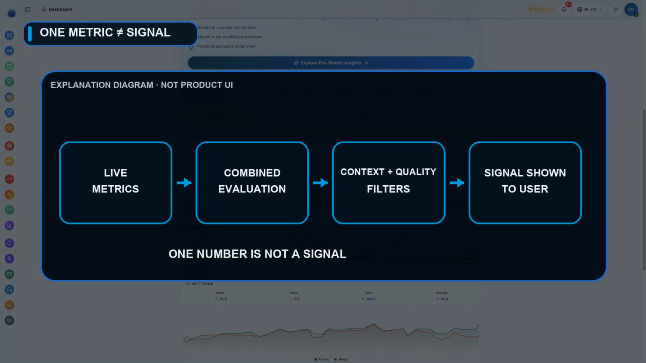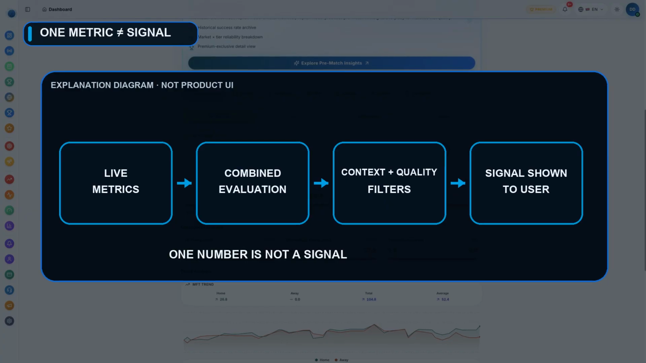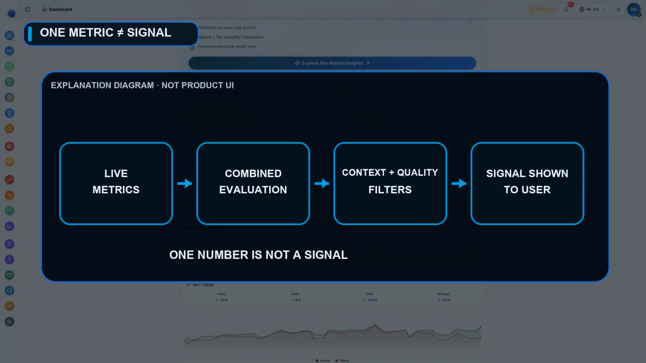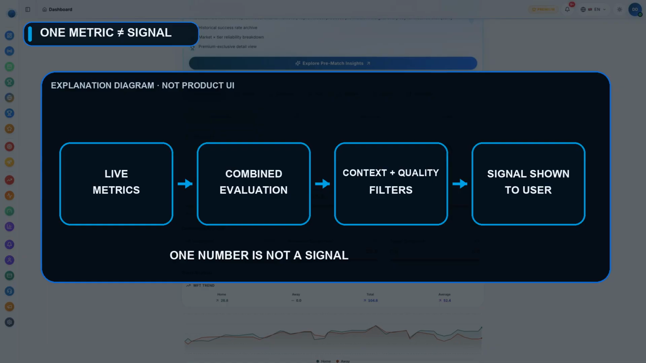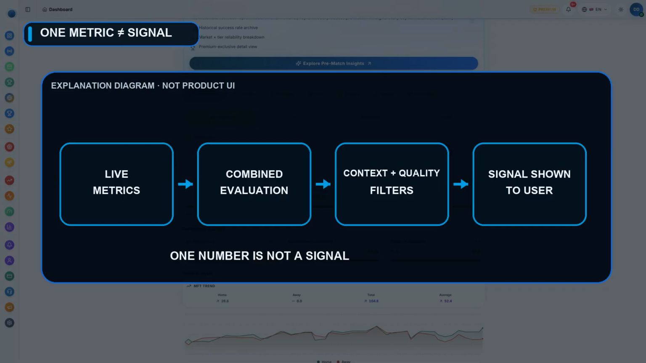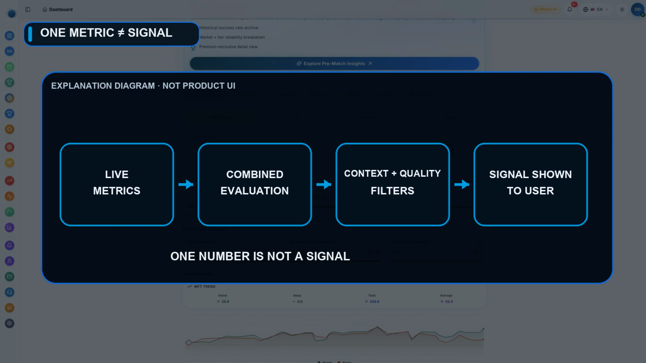How do these metrics lead to a live goal signal? A single XG, momentum, tempo, or MFT value is not a signal by itself. Live data passes through a combined evaluation. A signal that meets match state, time, and additional quality filters is shown to the user. Safe interpretation depends on context, not one number. We will explain the live goal signal and its card in episodes 7 and 8.